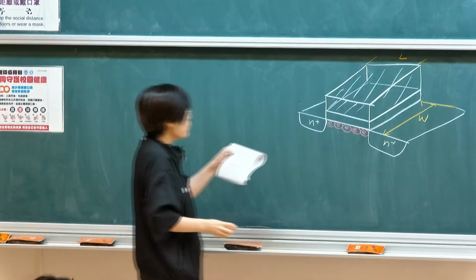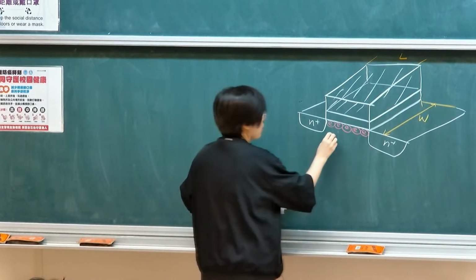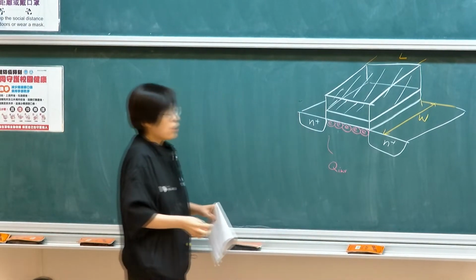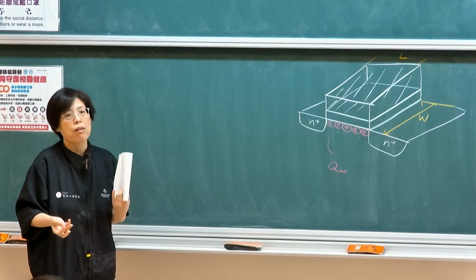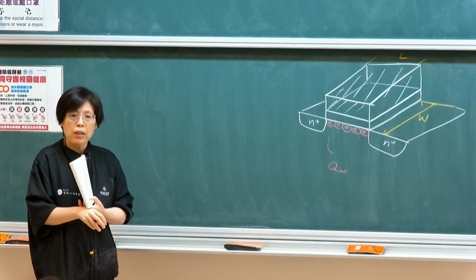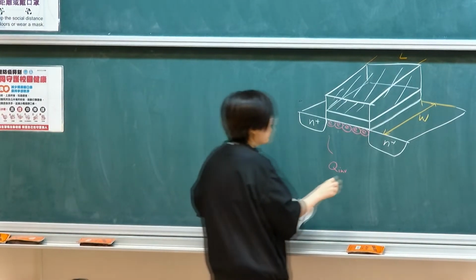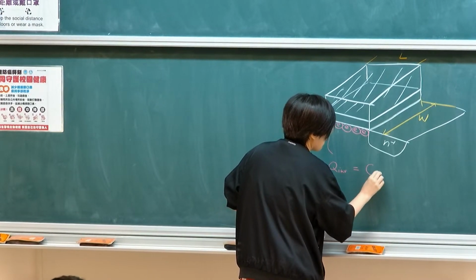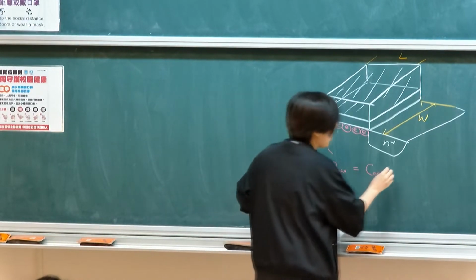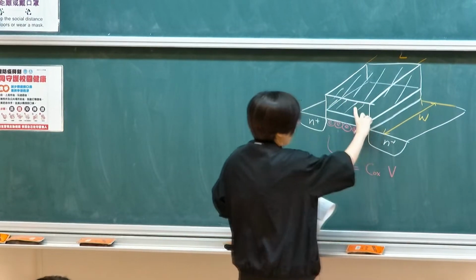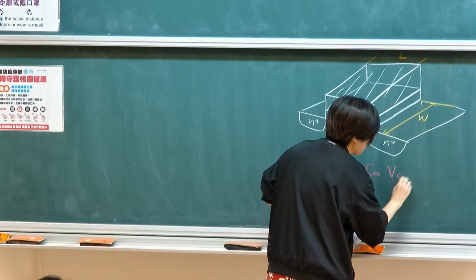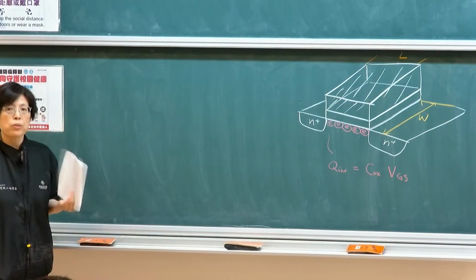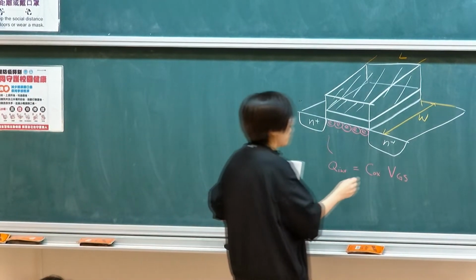So I want to define this Q inversion. If I'm using the concept of parallel plate capacitance, the amount of charge depends on the oxide capacitance times the voltage across. The voltage across is VGS. I'm assuming this VGS. But then some of them are useless, so I need to cancel it off.